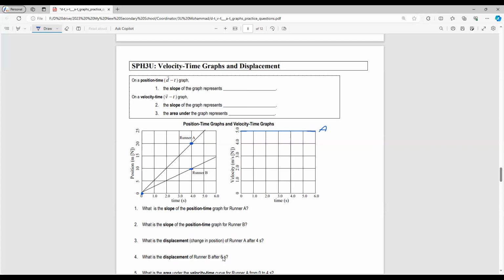For the second one, if you choose any 2 points, like the origin and this point, the rise is 10, the run is 4. 10 divided by 4 is 5 divided by 2, 2.5. So 2.5 is for the second object. Okay, so speed is constant. The speed graph will be a horizontal line.